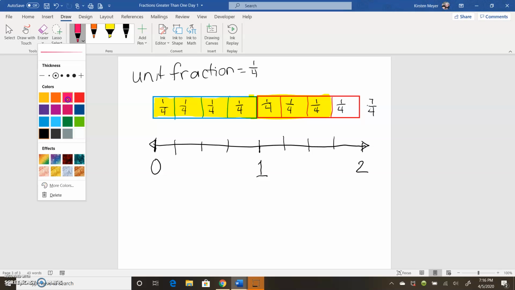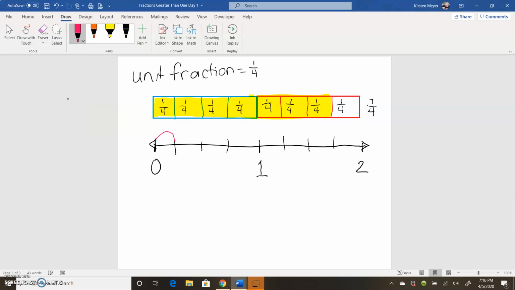Then I can use what I learned to show that if I hop here, I know that that would be 1/4. And another hop would be 2/4. And another hop would be 3/4. And another hop would be 4/4. And another would be 5/4. And another would be 6/4. And another would be 7/4. If I went the whole way, it would be 8/4.